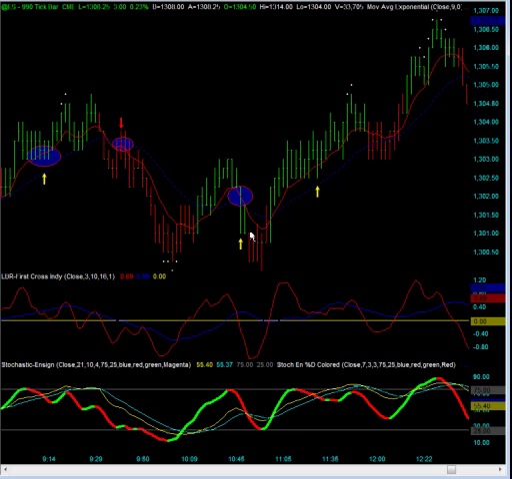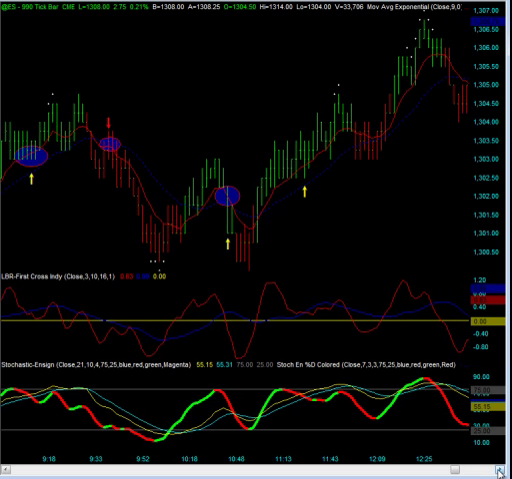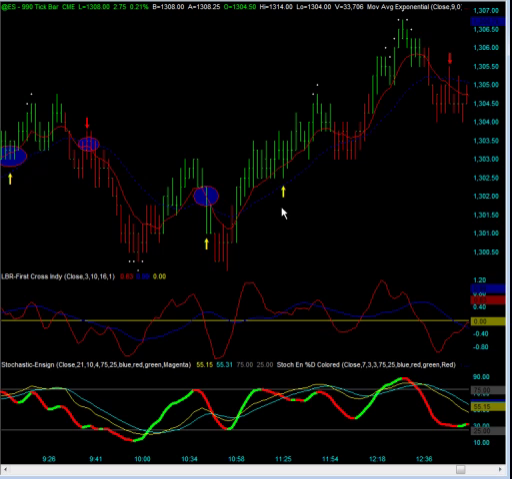It's tough here. I probably would have gotten out right in here, so I would have lost about a point and waited for the next entry. If you do hang on and you carry a 2-point stop loss, you would have been okay, and you actually would have ended up making a nice profit here, but I like to keep my stops pretty tight, so I probably would have lost that one.